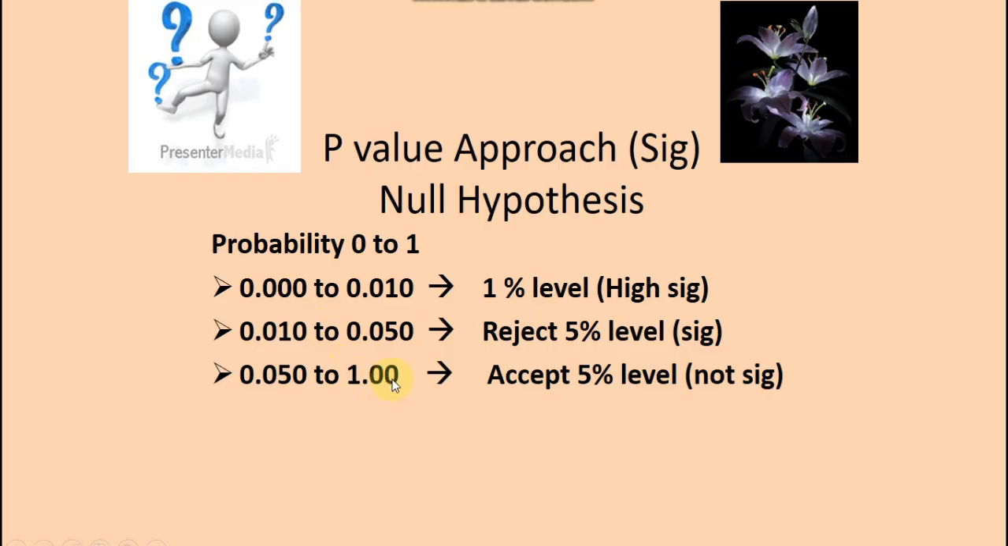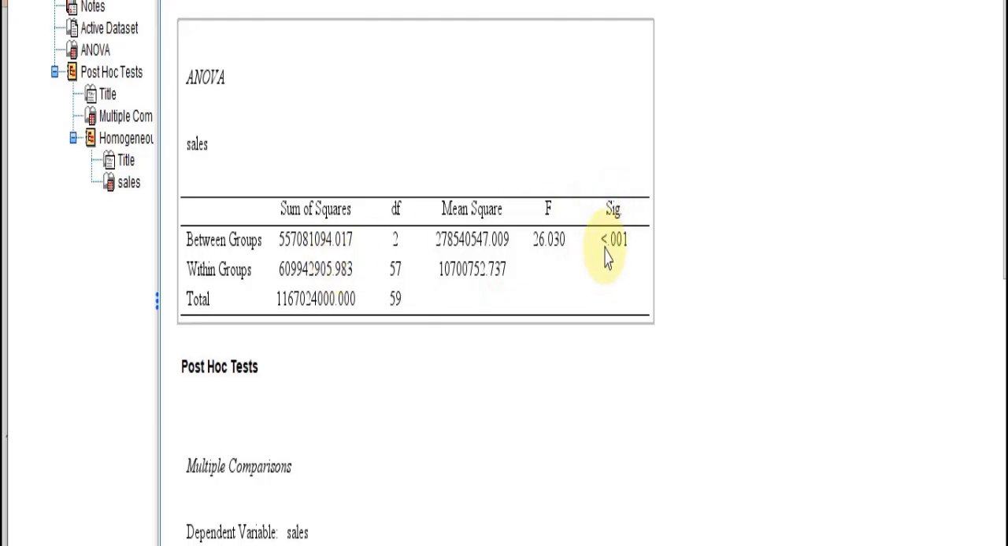If our significance value lies between 0 and 0.01, our hypothesis is rejected at 1% level of significance. Look at this table, we got less than 0.001. Hence, our hypothesis is rejected at 1% level of significance. That means there is a significant difference between sales per day and the different age groups.